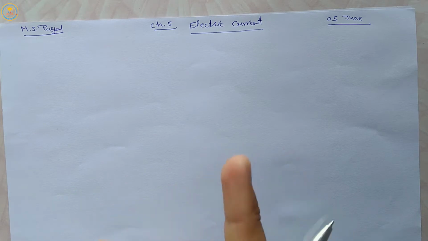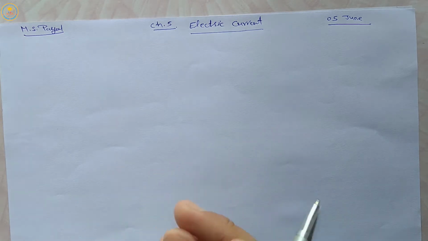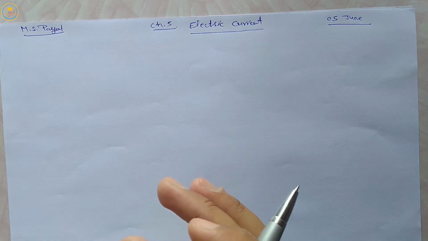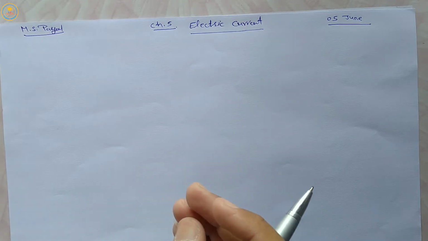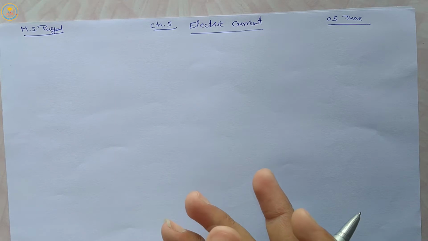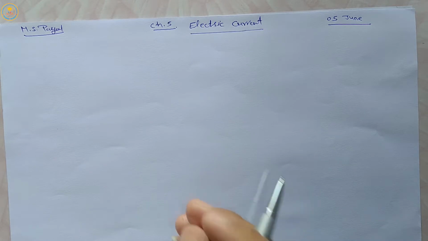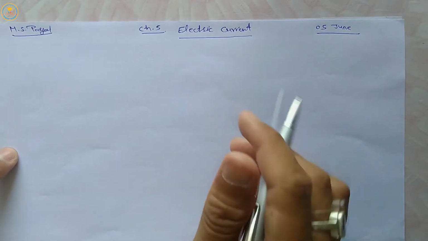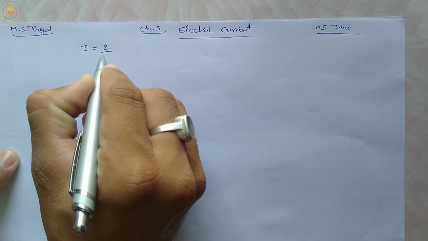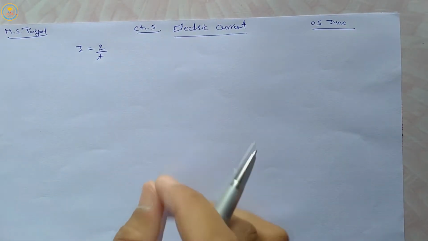Net charge flowing through. Suppose we have a conductor of cross-sectional area A. The net charge flowing through any cross-sectional area in per unit time interval, that is the rate of flow of charge through a cross-sectional area, is known as electric current. It is denoted by I, and I is equal to Q upon T. The unit of electric current is ampere.